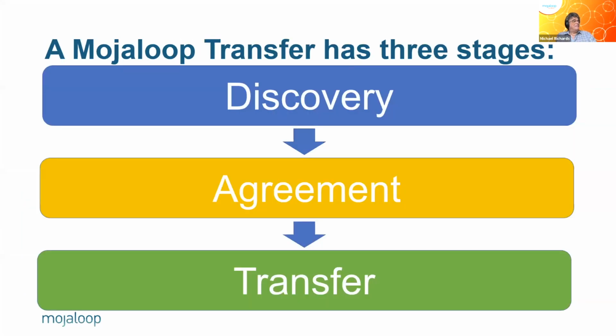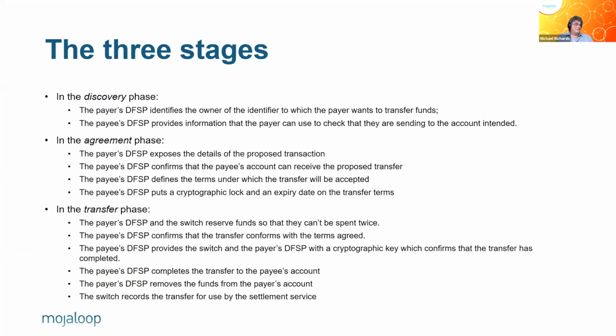Okay, so a Mojaloop transfer has 3 stages. First of all, discovery. Second, agreement. Third, the transfer. In the discovery phase, the payer's DFSP identifies the owner of the identifier, and the payee's DFSP provides information that the payer can use to check they're sending to the right place. In the agreement phase, the payer's DFSP exposes the details of the proposed transaction. The payee's DFSP confirms that the account can receive the proposed transfer at the time and defines the terms under which the transfer will be accepted. It then puts a lock on the terms and sends them back.